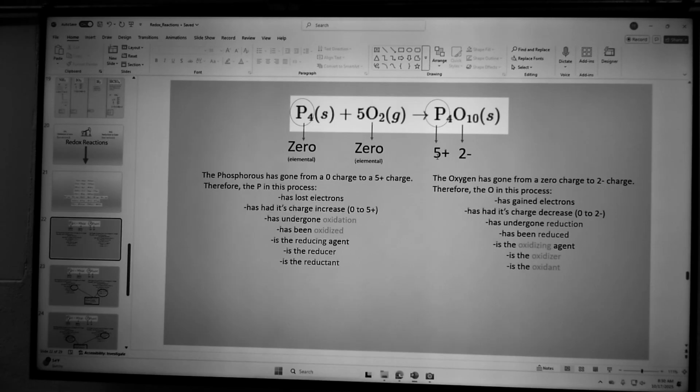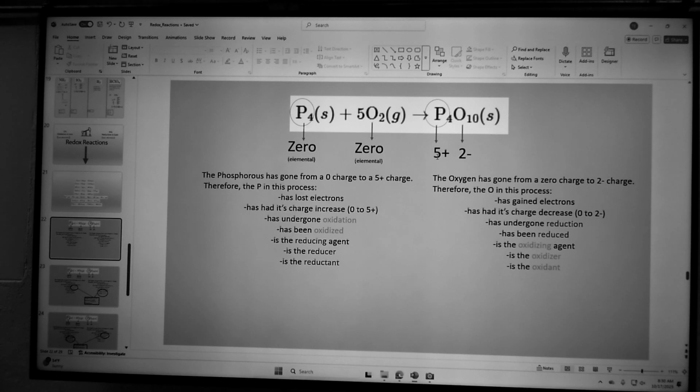So if you think of OIL RIG, that's oxidation. So phosphorus underwent oxidation. And if you look at oxygen, it started at 0 and went down to -2. So the oxygen here is gaining electrons, so it's being reduced. You with me there?